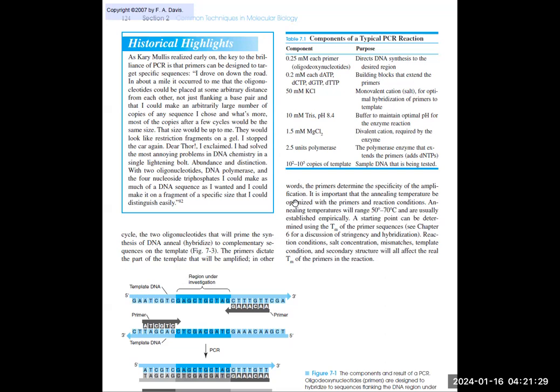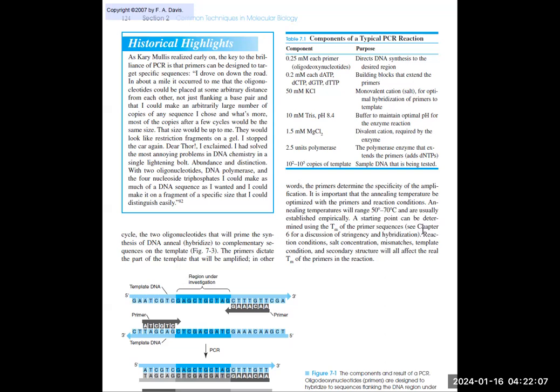And then, again, as I have said, it is really essential that the temperature for hybridization has to be at optimum levels with the primers and reaction conditions. You need to remember that primers must have the same melting points. So annealing temperatures will range from 50 to 70. In some books there is a slight variation, but as long as it's within the range, it's okay, and they are usually established empirically. And then a starting point can be determined using the melting temperature of the primer sequences.